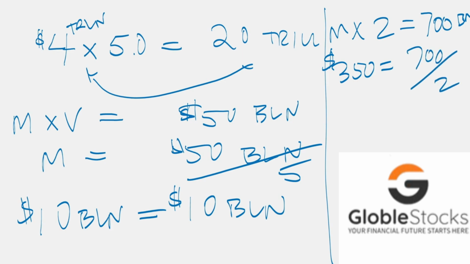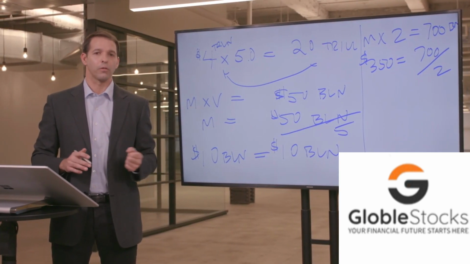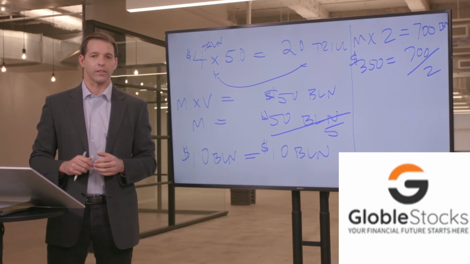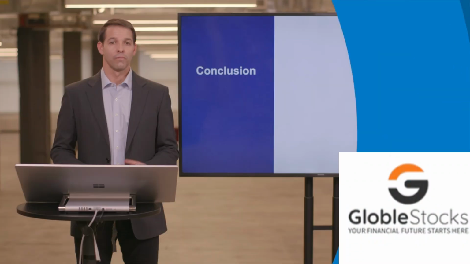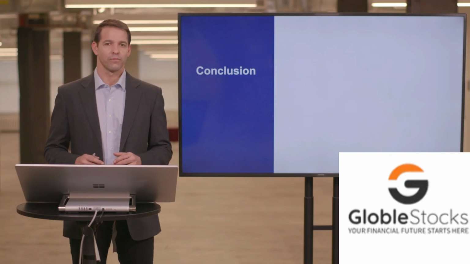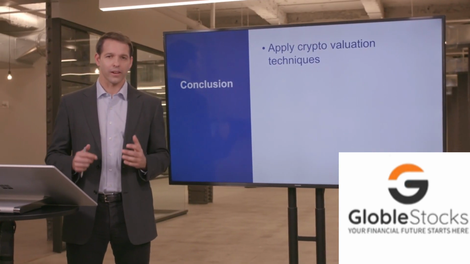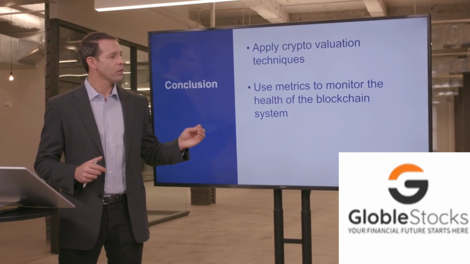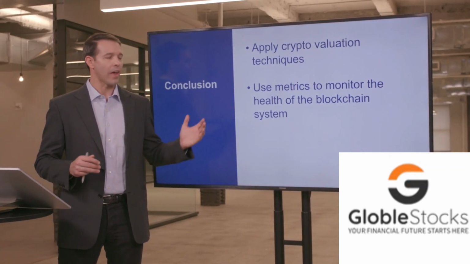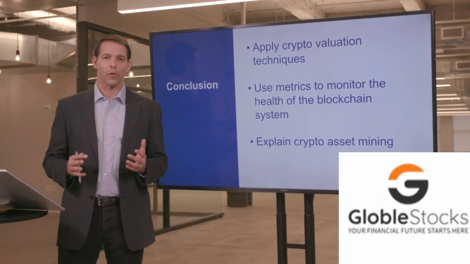So this is a simple accounting identity, or an equation of exchange, that shows a simplified way to value Bitcoin or other crypto assets. This concludes section 2, crypto valuations. Now you should be able to apply different crypto valuation techniques. You should know how to use metrics to monitor the health of the blockchain system. And you should also understand crypto asset mining.